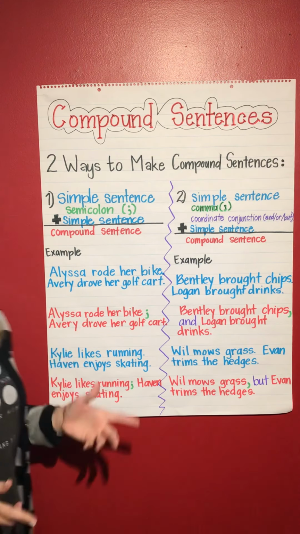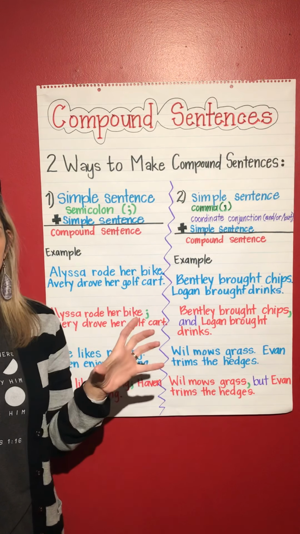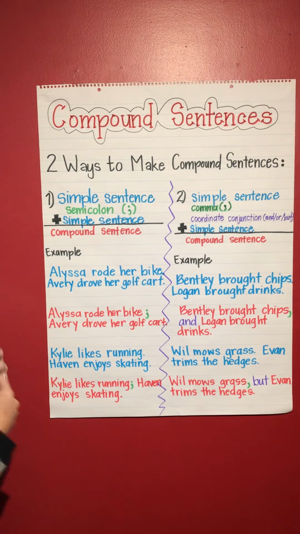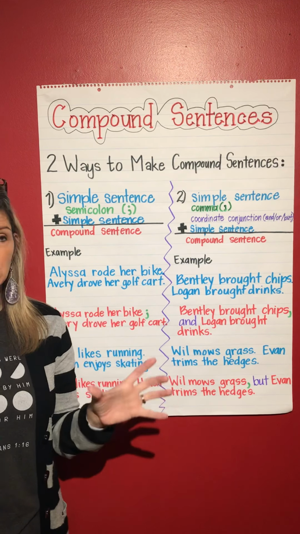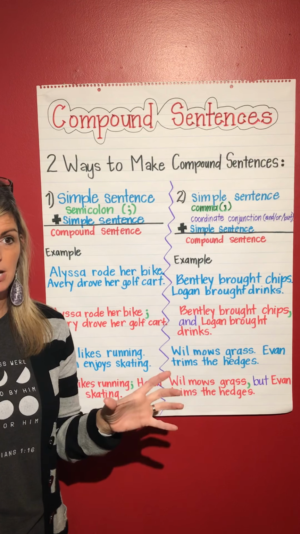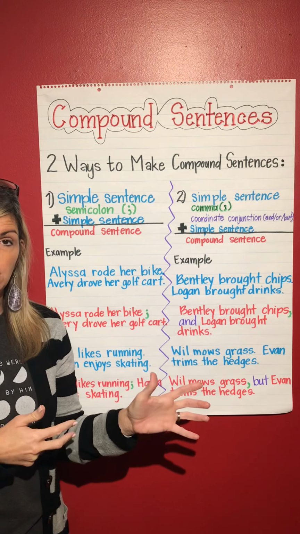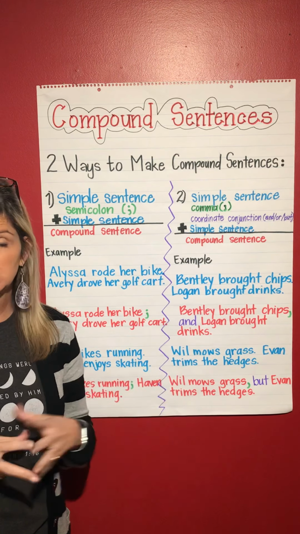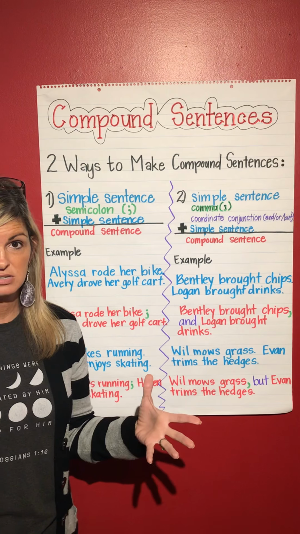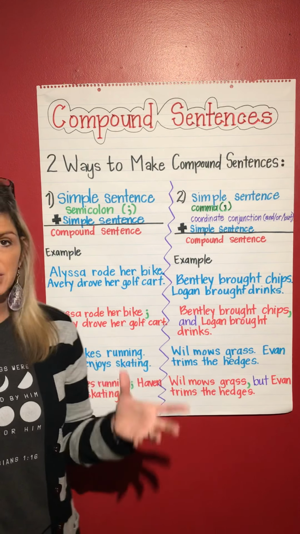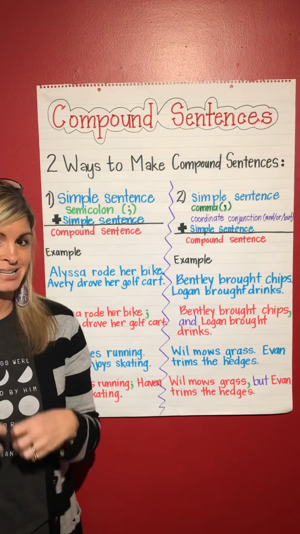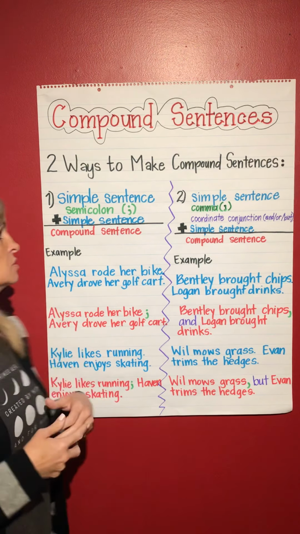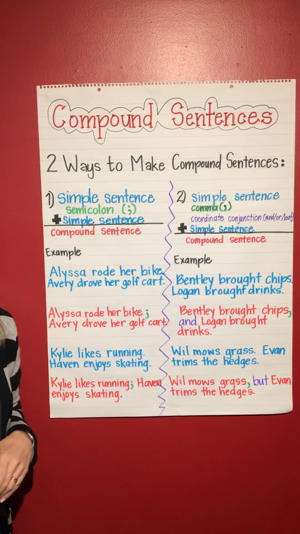Compound sentences are where you take 2 simple sentences and merge them together to make one sentence. A compound sentence has 2 independent clauses. We talked about that a little bit yesterday, where an independent clause has a subject and a predicate, and it can stand alone as it expresses a complete thought. It can stand alone as a sentence all by itself. So a compound sentence puts 2 of those complete sentences together with a conjunction. There are 2 ways that you can make compound sentences.